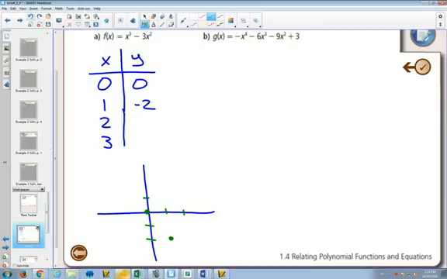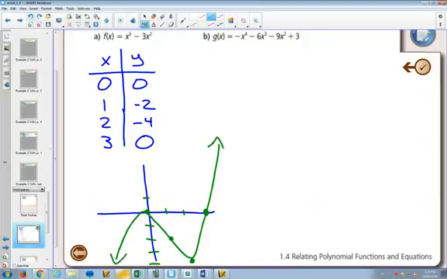Now, 3 and 0 is fine, but if I plug in 2 again, that's going to be 8 minus 12, that's going to be -4. So that'll be down there, and then 3, 0. So I know how my end behavior needs to act. I'm going to try again, going through these points. That seems to match better with my end behavior than I had before.